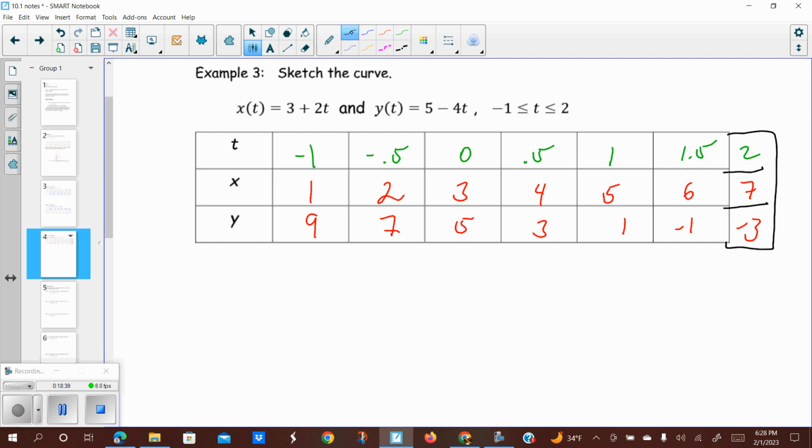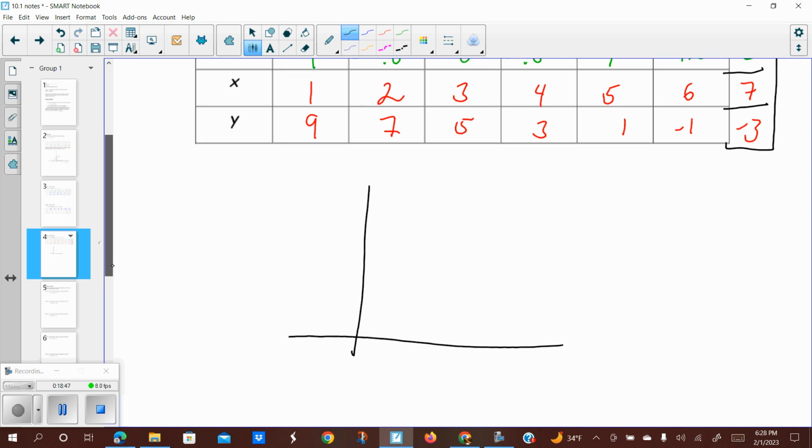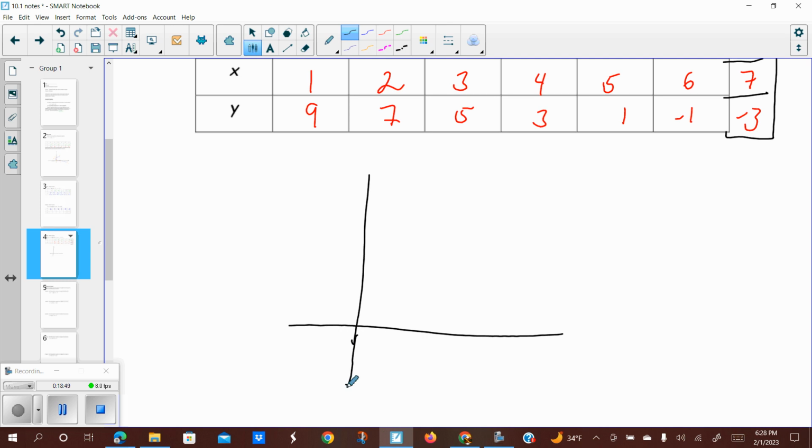So let's see what this looks like if we were to sketch it. How much negative space do I need here? X doesn't have any negatives. Y goes down to -3, so we should be good. 1, 2, 3. 1, 2, 3, 4, 5, 6, 7, 8, 9. I think that's the highest y value, and we only need to go out to 7 on the x. 2, 3, 5, 6, 7. So let's see what this thing looks like.